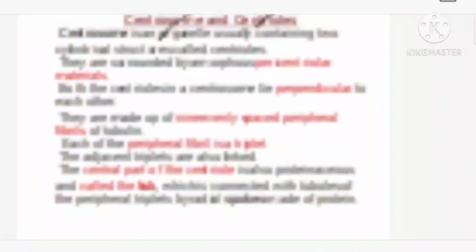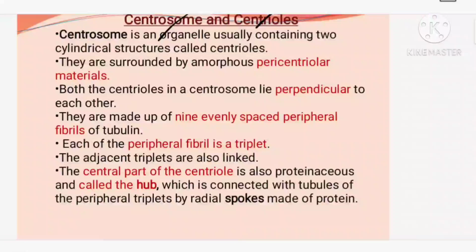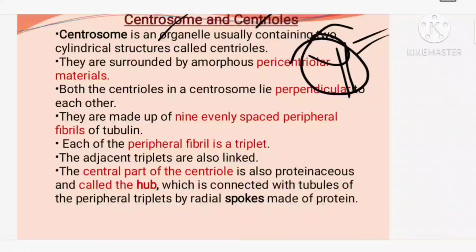So centrosome or centrioles, when you are seeing, they are perpendicular to each other. One centrosome is made up of 2 centrioles. How many centrioles? 2 centrioles. And these centrioles lie perpendicular to one another. When you are looking into one of the centrioles, what is the structure? The centrioles are surrounded by amorphous pericentriolar material, with some sheath-like, somewhat sticky substances present. With that only they are surrounded.